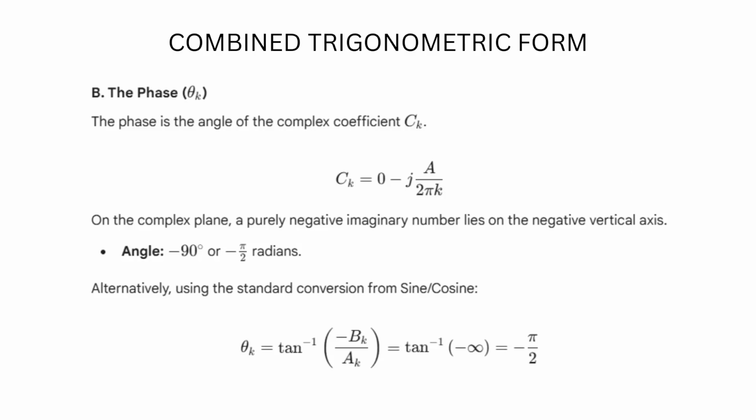The phase is the angle of the complex coefficient c sub k. C sub k is equal to 0 minus j a over 2 pi k. On the complex plane, a purely negative imaginary number lies on the negative vertical axis. The angle is negative 90 degrees or negative pi over 2 radians. Alternatively, using the standard conversion from sine over cosine, theta sub k is equal to arc tangent of negative b k over a k, which equals arc tangent of negative infinity, which is negative pi over 2.